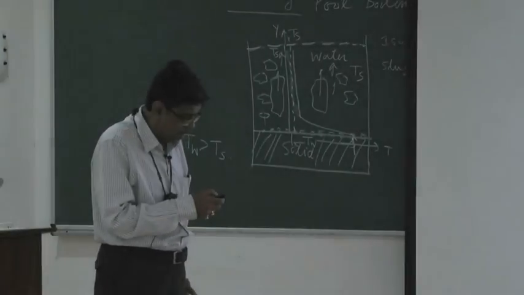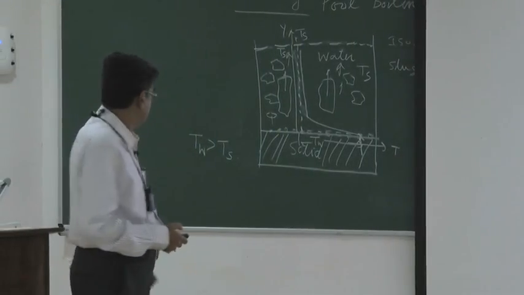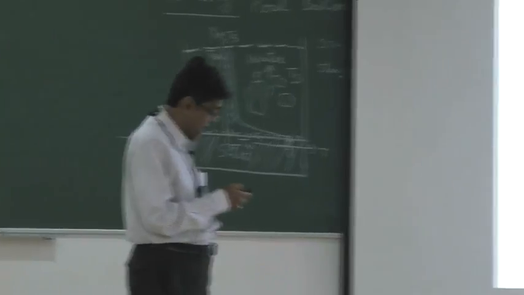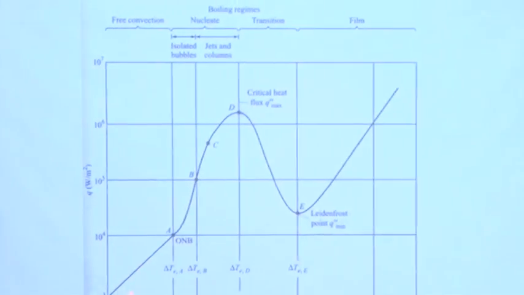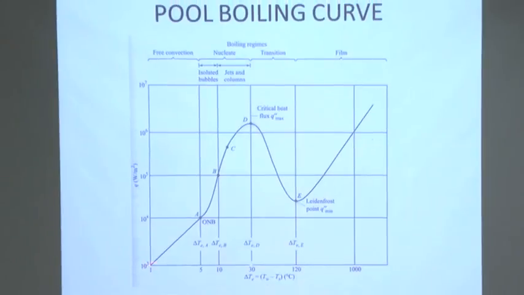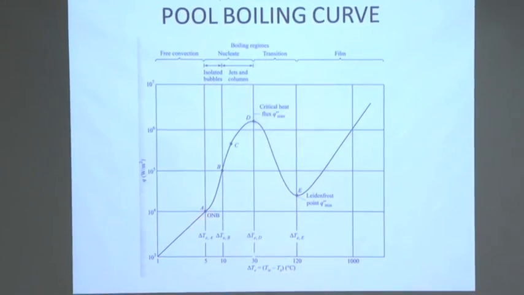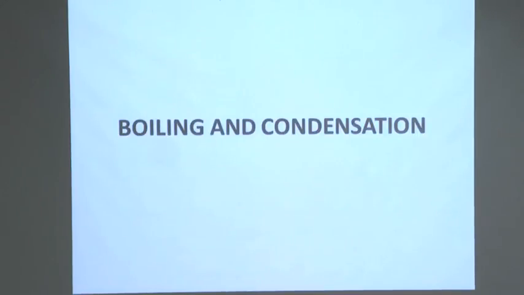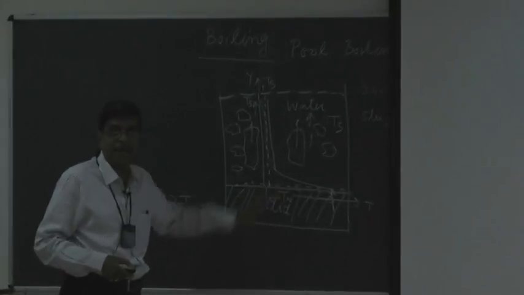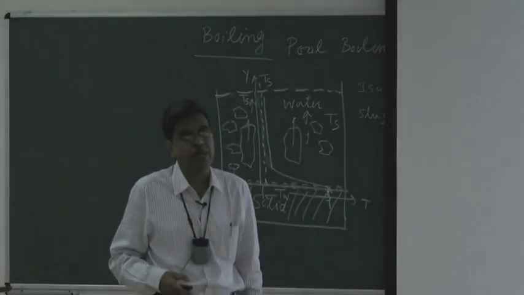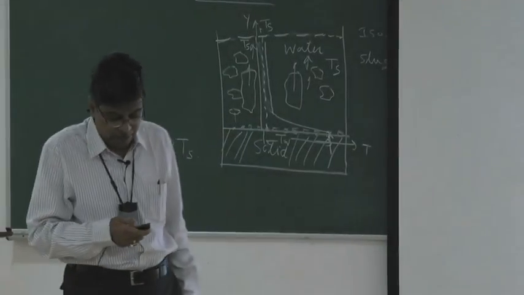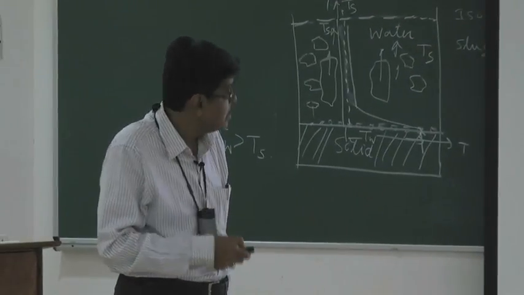So if somebody asks you, you can tell that the slope of this curve depends upon laminar and turbulent. This appears to be a straight line. So from origin to A, this is a free convection flow. Then point A represents ONB, that means onset of nucleate boiling. Now this boiling with the nucleation site, that means with the vapor generated at the surface, is known as nucleate boiling. So this nucleation starts.